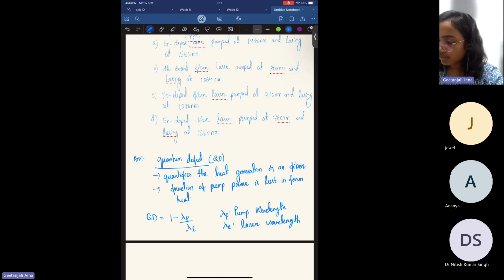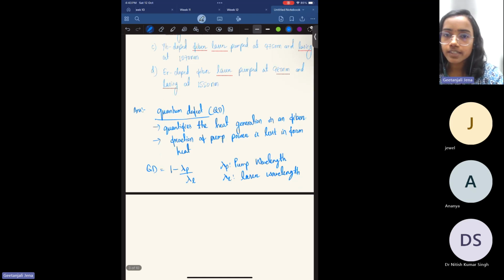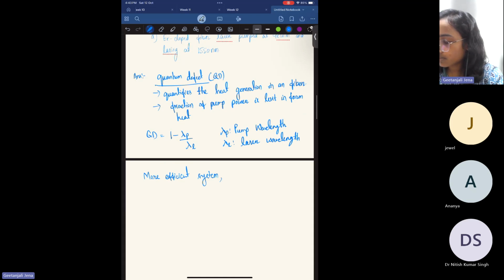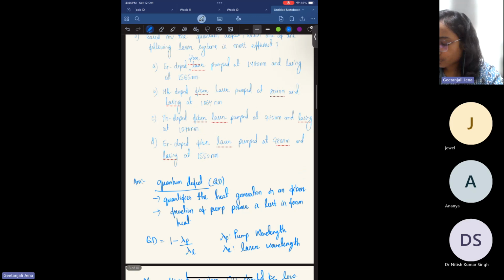And what do we mean by efficiency? By efficiency, we mean that most of the energy of the pump is converted to the lasing wavelength. So for a system to be more efficient, the heat release should be low. That means for a more efficient system, the quantum defect, that is QD, should be low, so that the heat released is also low. That means the pump power converted to the laser wavelength is high. So let us see what the options are.